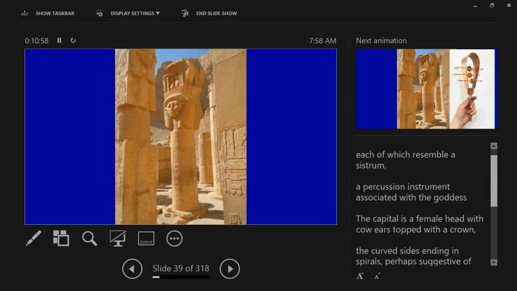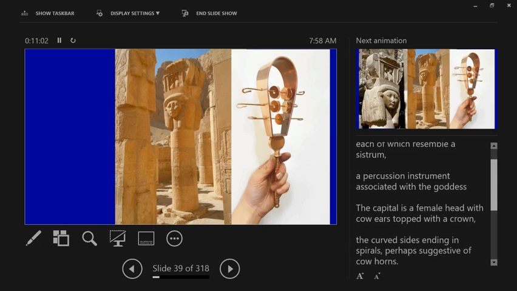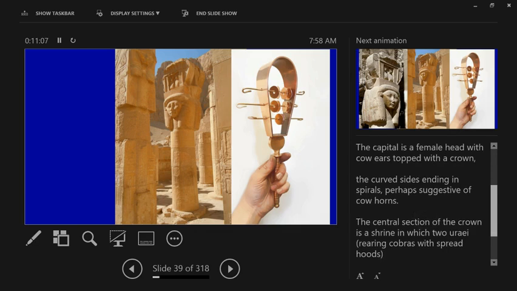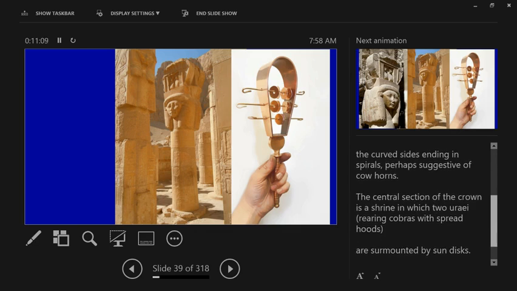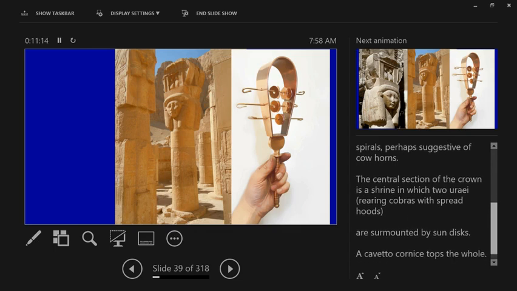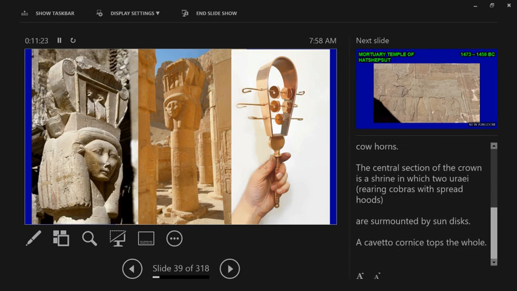each of these represents a sistrum. You're asking what's a sistrum? That's what a sistrum is. It's a percussion instrument. And the capital has a female head with cow ears, topped with a crown. The curved lines ending in spirals perhaps suggest cow horns. That's what those are. These are the cow horns that I was talking about. The central section of the crown is a shrine in which the two rearing cobras with their spread hoods. There's these two cobras right here.